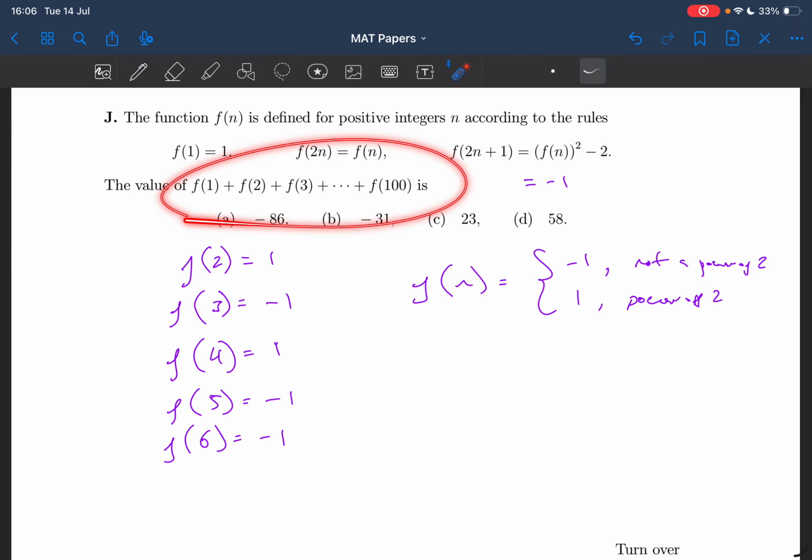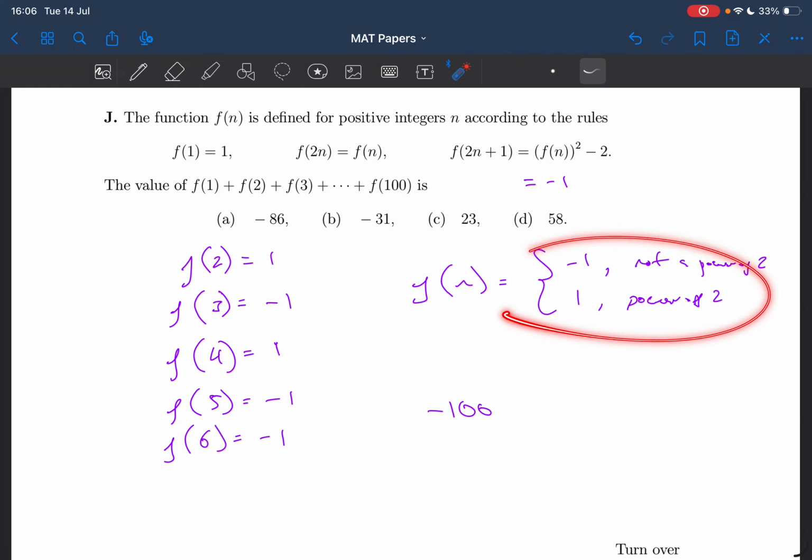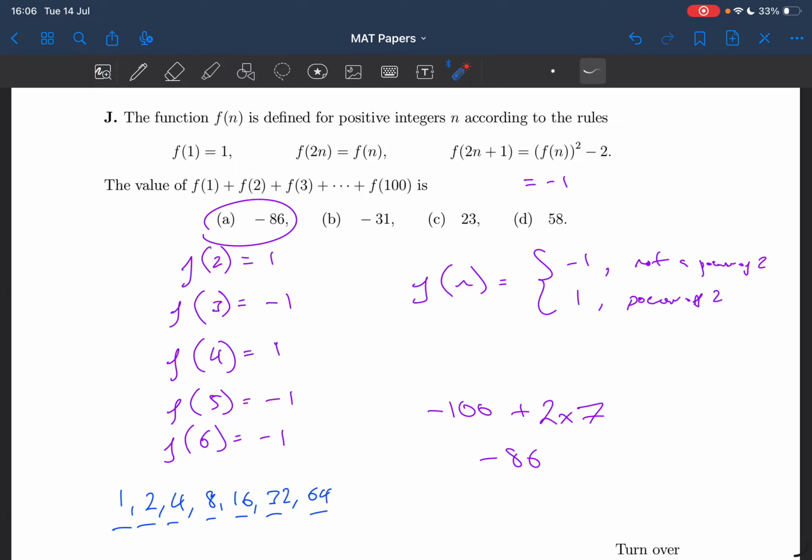So how many do we need to work out? 100 of them. So we should have minus 100. But that's overcounting, since it's including all the powers of 2 as a negative. So you add on 2 times how many powers of 2 there are. We'll have 1, 2, 4, 8, 16, 32 and 64. 1, 2, 3, 4, 5, 6, 7. So that gives us minus 86, which is an answer. That's good. J is A. Wonderful. That all sounds good to me.